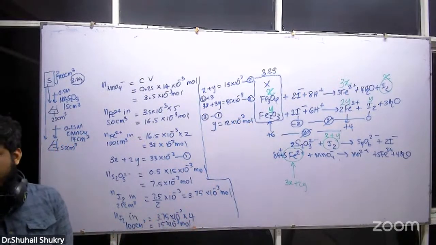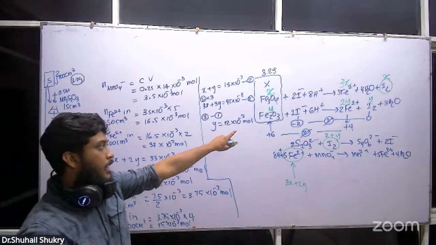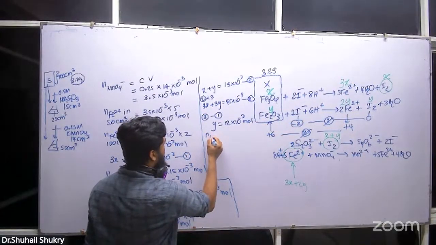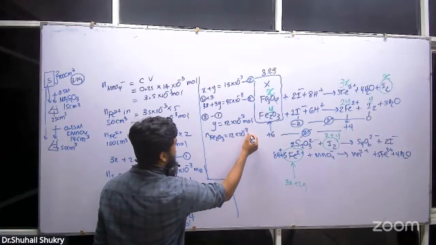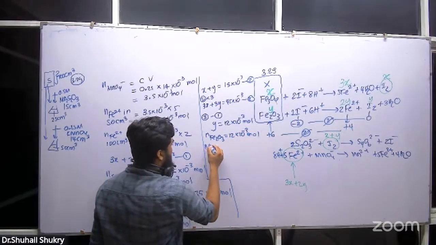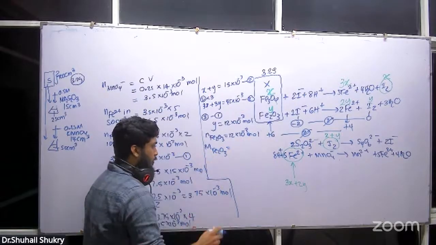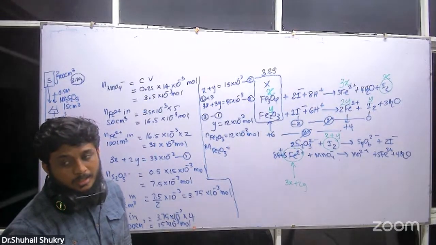Again, we can get the number of y moles. What is y? Fe2O3. You can write n of Fe2O3 is 10 into 10 to the power minus 3 moles. Now you can find the capital M of Fe2O3. Tell me the capital M of Fe2O3: 56 and 56, 112. 112 and 48, 160.